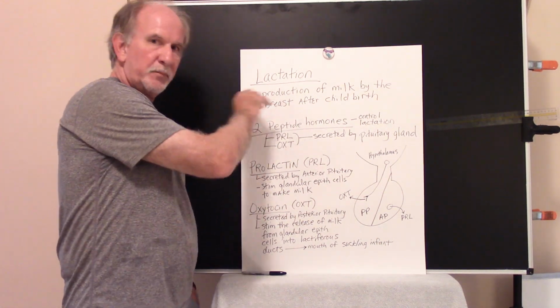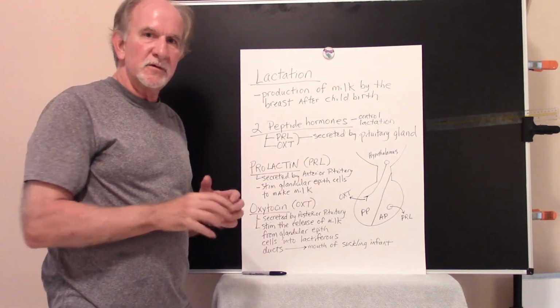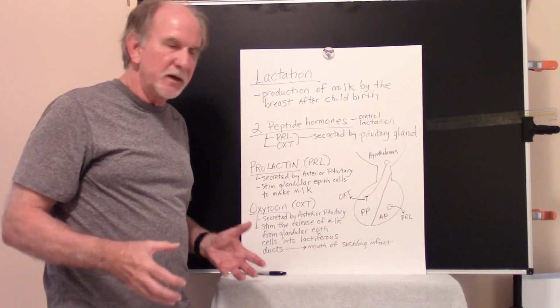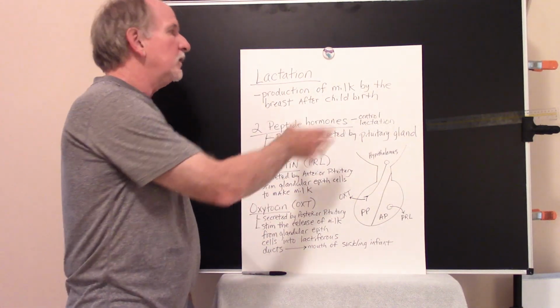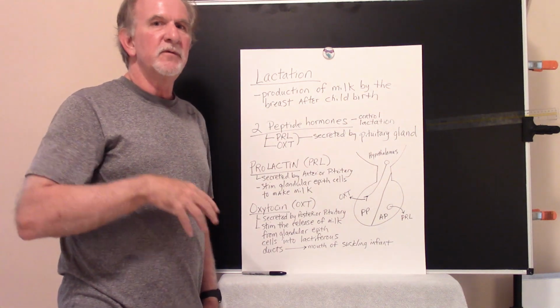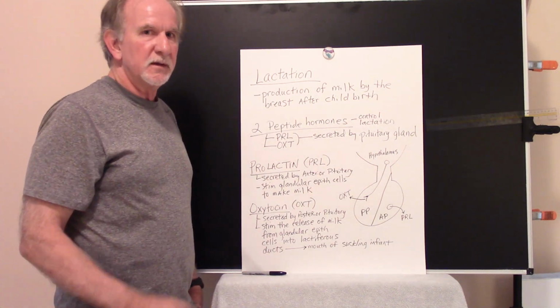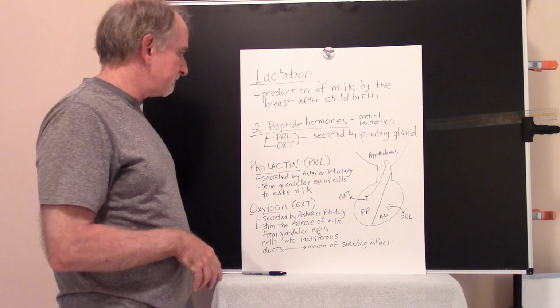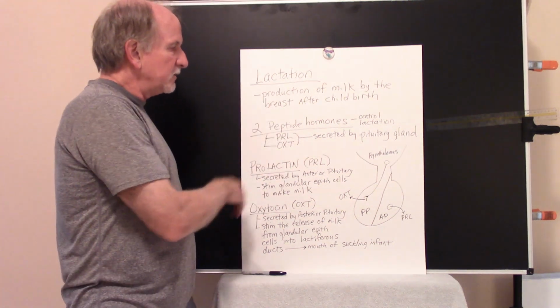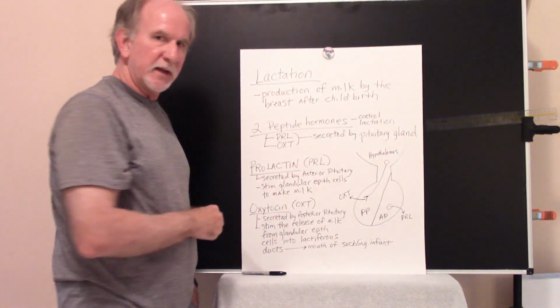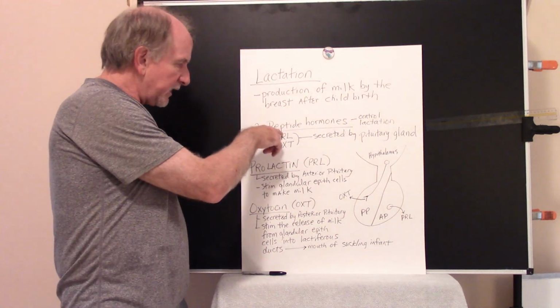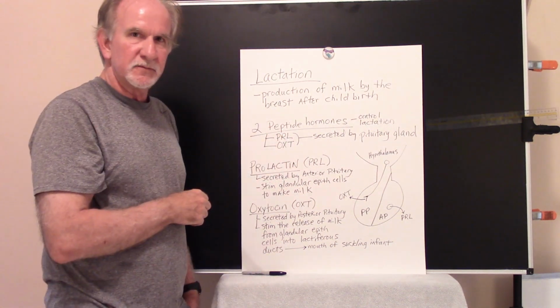So there are two peptide hormones. Peptide hormone is one that's constructed of a chain of amino acids that control lactation, or the production of milk and the delivery of milk into the mouth of a suckling infant. And these two peptide hormones are secreted from the pituitary gland. One is called prolactin, the other oxytocin.